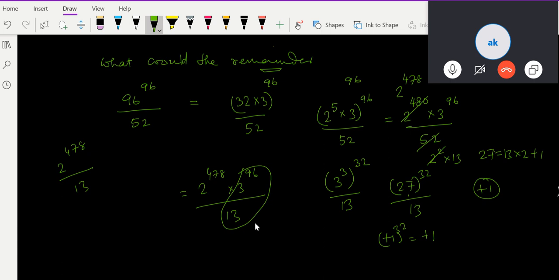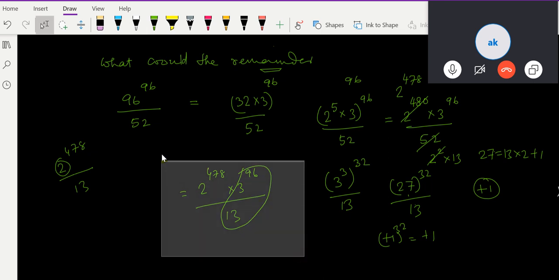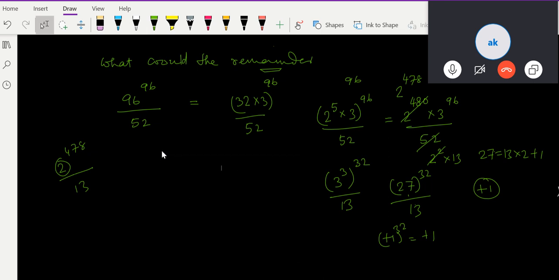So I have to raise 2 to such a power that would be very close to 13 and will give me a small remainder. Okay? Are you able to follow? Yes, sir. So that means I know 2 to the power 4 is 16, which gives a remainder of plus 3 when divided by 13, right? But 478 is not divisible by 4.